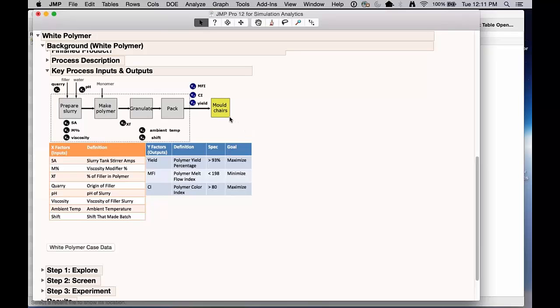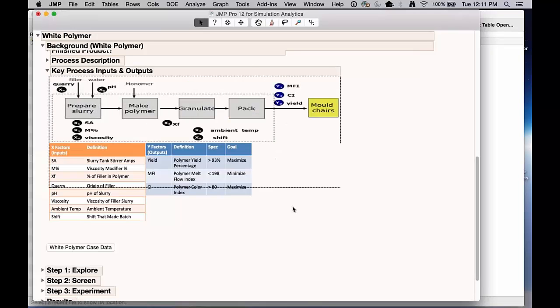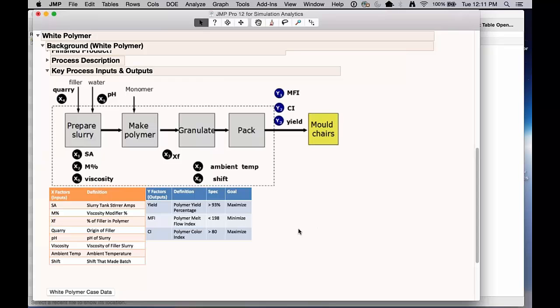And now, take a look here. I've got a lot of inputs and a lot of outputs I can simulate on. Everything here with the black dot is either a continuous or a categorical variable that I'm going to include in my simulation. Everything from amps to modifier percentages to fills to suppliers to shifts, a lot of things I can look at. And then I've got 3 outputs: an MFI, a CI, and a yield.